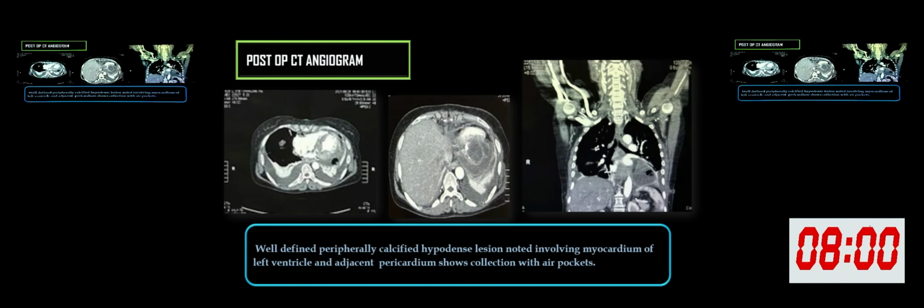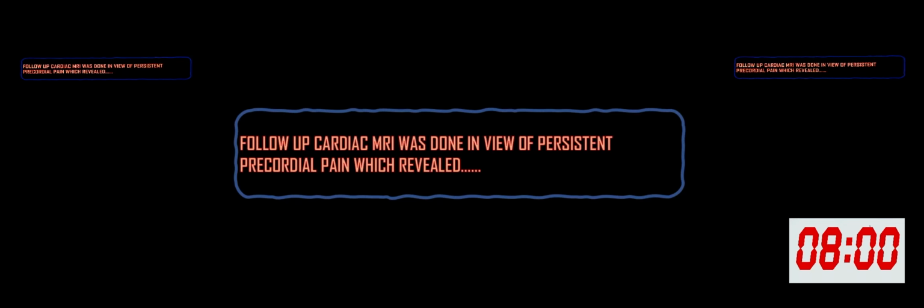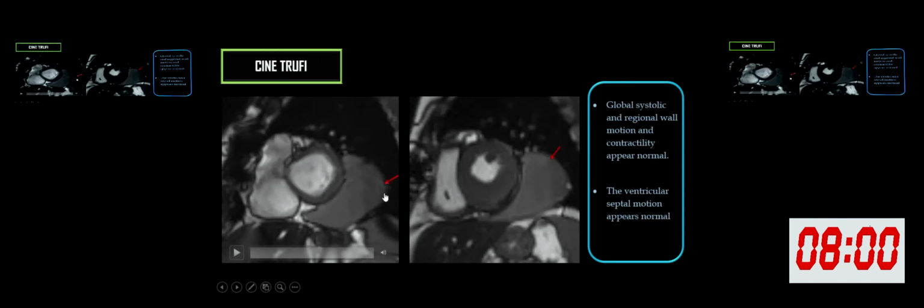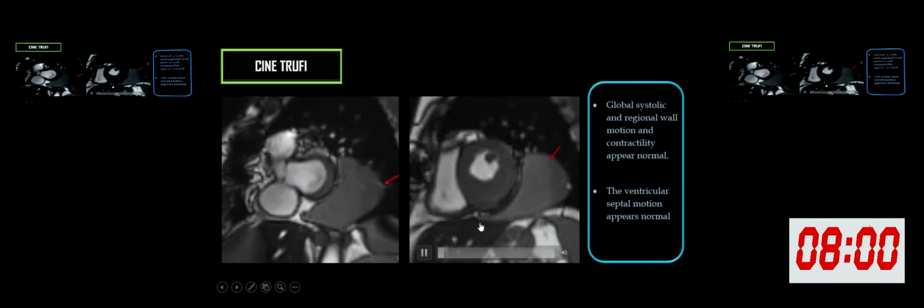Then a post-op CT angiogram was also done, and this again showed the pericardial cystic lesion with bilateral pleural effusion. So this cardiac MR was requested. We did it about a week back, as there was persistent pericardial pain. We saw that there was again a cystic lesion, an insinuating cystic lesion in the pericardial region abutting the free wall of the ventricle.